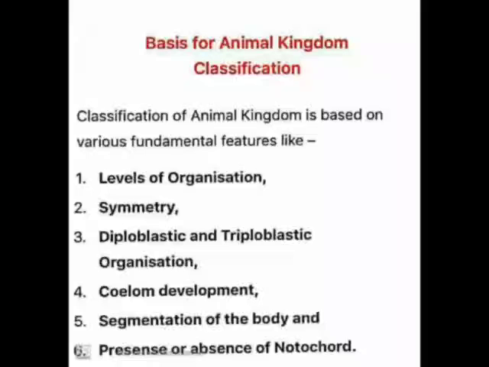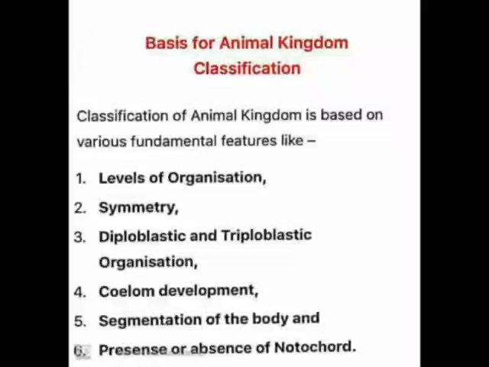Now this figure here shows the different bases of classification of the animal kingdom. The first one is level of organization, then symmetry, then diploblastic and triploblastic organization or coelom development, segmentation of the body, and presence or absence of notochord.